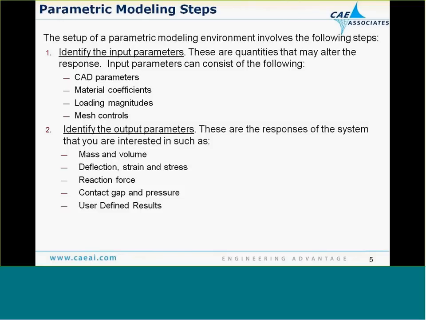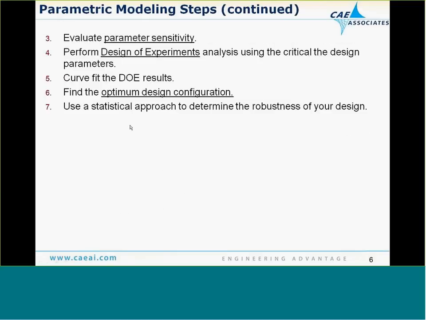Once we've applied our input parameters, we then move to the output parameters. These are the response quantities that we want to keep track of as we change the setup of the model. These could be things like the mass and volume of bodies. If we're doing a structural analysis, we may track deflection, stress, and strain in particular areas, reaction forces using the probe tools, any information that comes out of the contact tool like gap and pressure, and any user-defined results that we may specify in the mechanical environment.